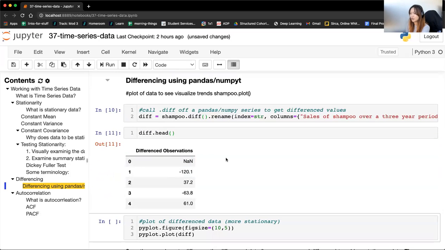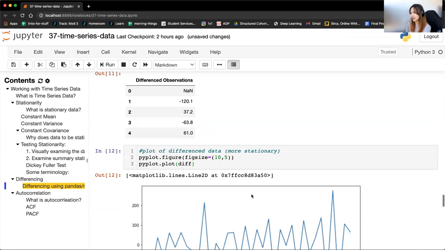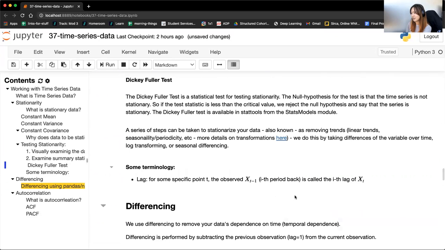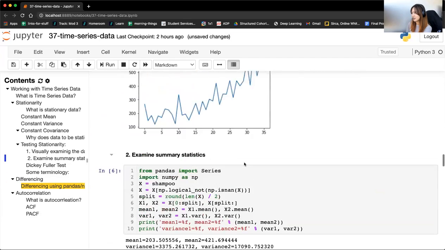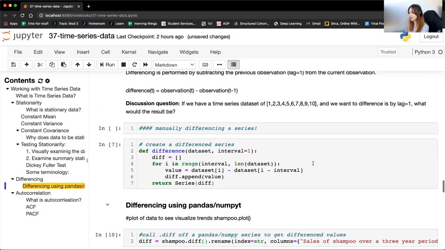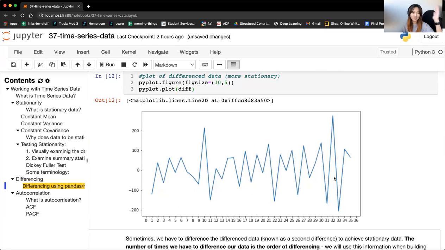You can take a look and see, well, the first observation is actually going to be nothing because you can't subtract anything from the first data point. But from that, you can see that with our same shampoo data set, which was up here, when we difference it, the curve actually flattens overall. So there is no upward trend. Questions about this so far?